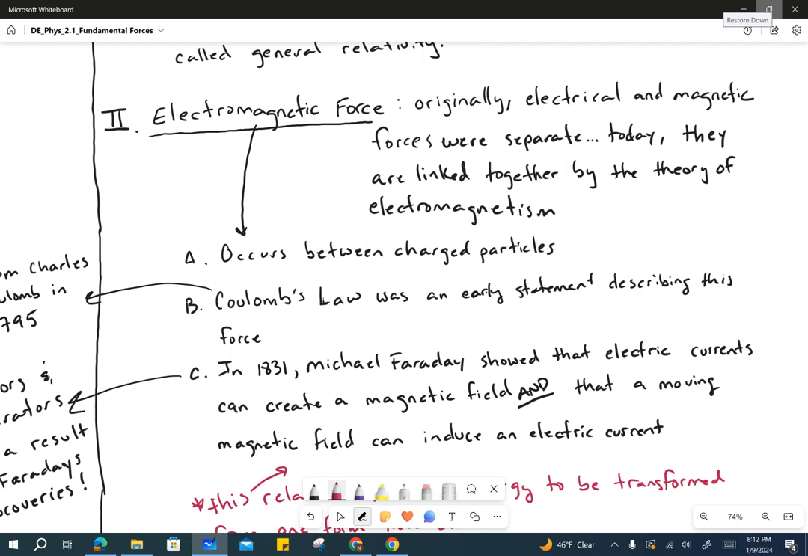One object has a positive charge, one object has another positive charge. They're going to repel each other, like charges repel. Negative would repel negative. On the flip side, if you had two charges, one positive and one negative, they would be attractive forces. They would not be repulsive forces.